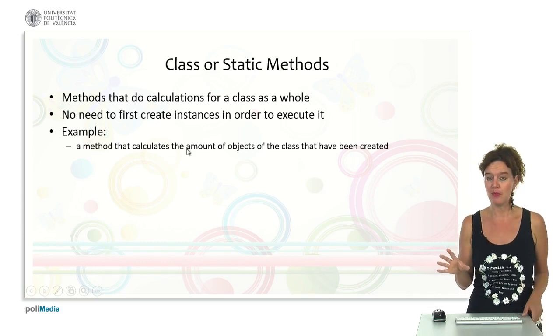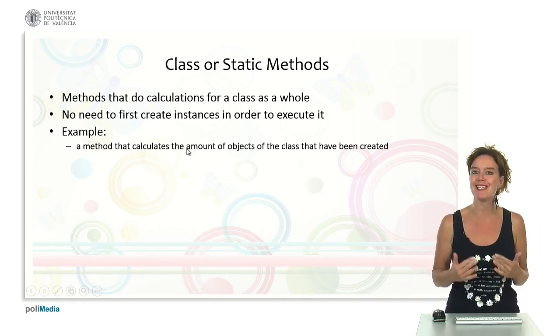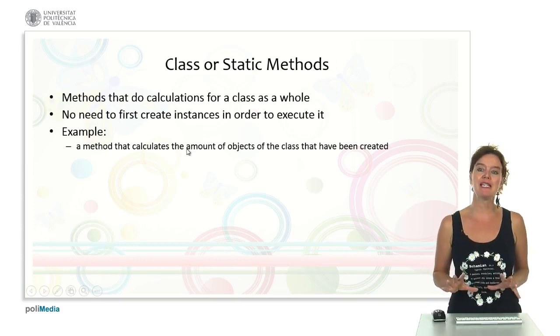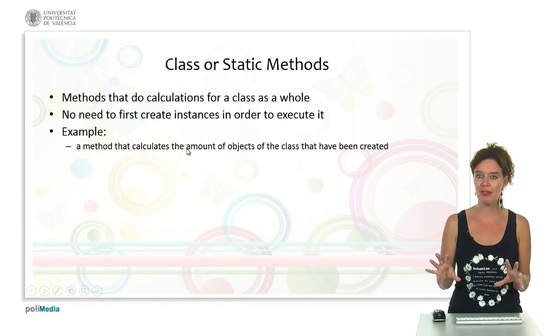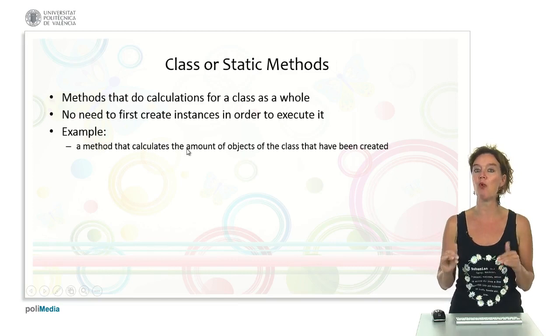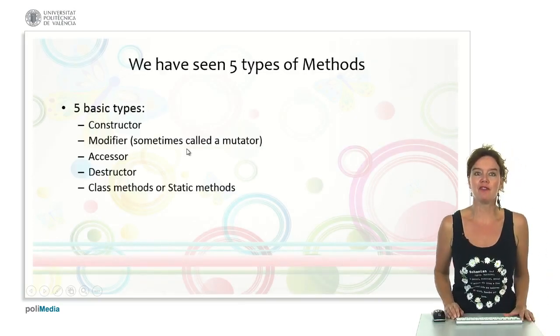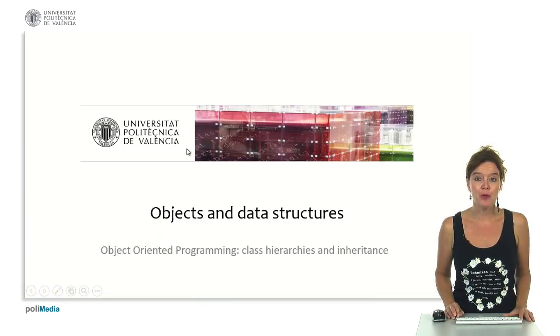For example, a method that calculates the amount of objects or the amount of instantiations that we have created of a class. This is typically something we can calculate at class level. So this is a class method, it's static, and we don't need to create any instances before we can call this method. So we've seen 5 types of methods. And in the next part, we're going to look more at hierarchies of classes and inheritance.